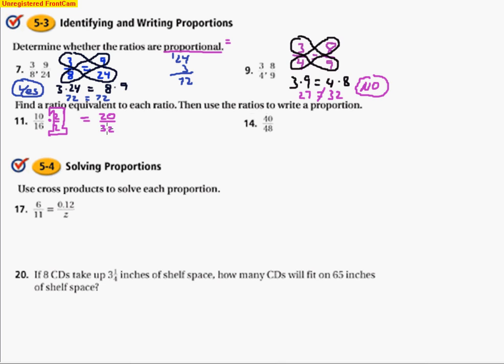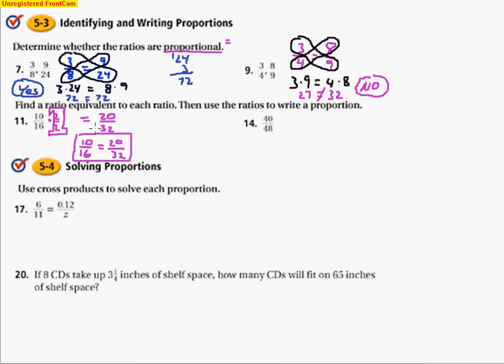So you see, this fraction right here is a ratio that's equivalent to this. So that's what they're asking us here. Find a ratio equivalent to the ratio that's given. But then it says, then use the ratios to write a proportion. What's that? Well, a proportion is when we have two fractions set equal to each other. So that's what we'll do next. 10/16 equals 20/32. And that's our proportion right there.